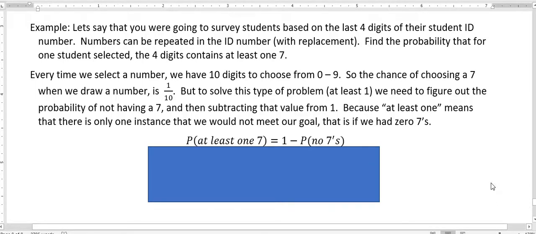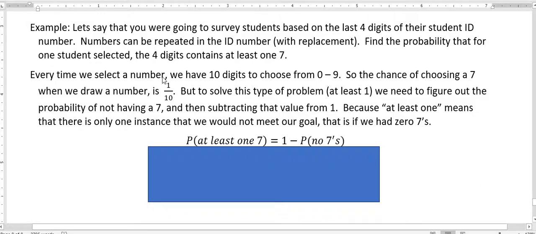Hi, let's say that you were going to survey students based on the last four digits of their student ID number. Numbers can be repeated in the ID number, which means that we have replacement. We're going to choose a number for the first one, put it back in, choose again, so we can get the same number 4 times. Find the probability that for one student selected, the 4 digits contain at least one 7.